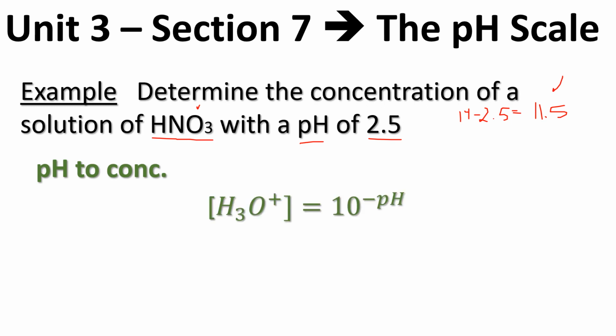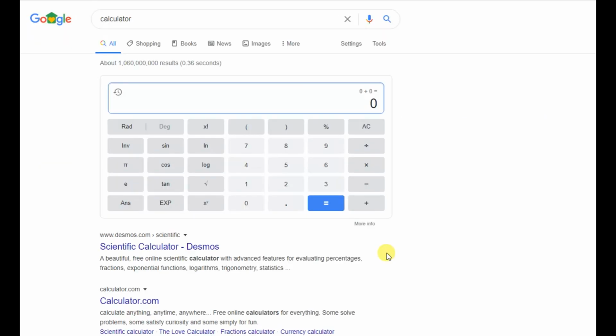So pH to concentration, there's your formula. There's what we're going to do. Let's cut to the calculator and see how it's done. So with this one, we're going to use a different button than before. We're going to enter 10, and we're going to use this x to the y button, and then negative 2.5, and that should give us our answer.